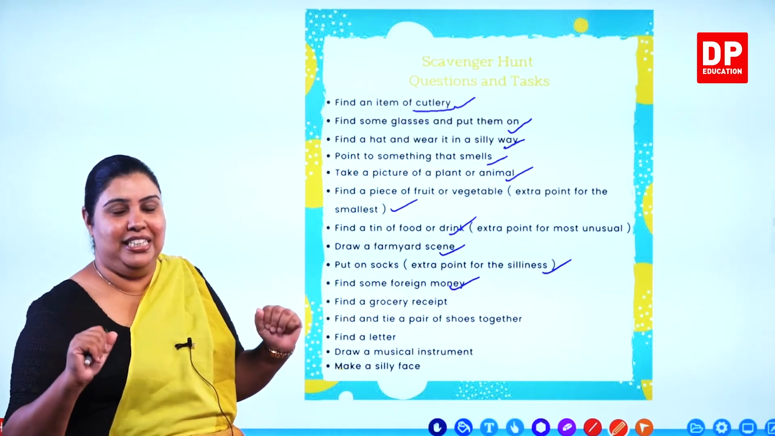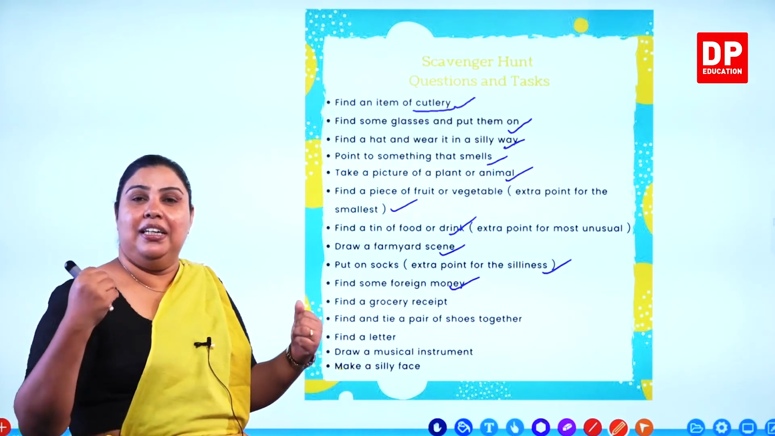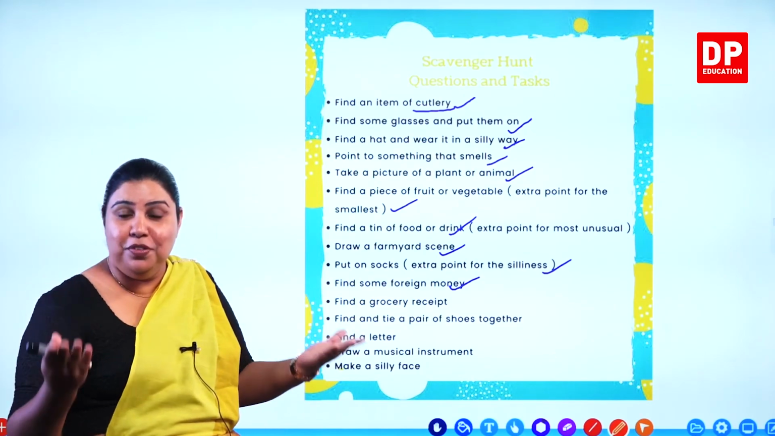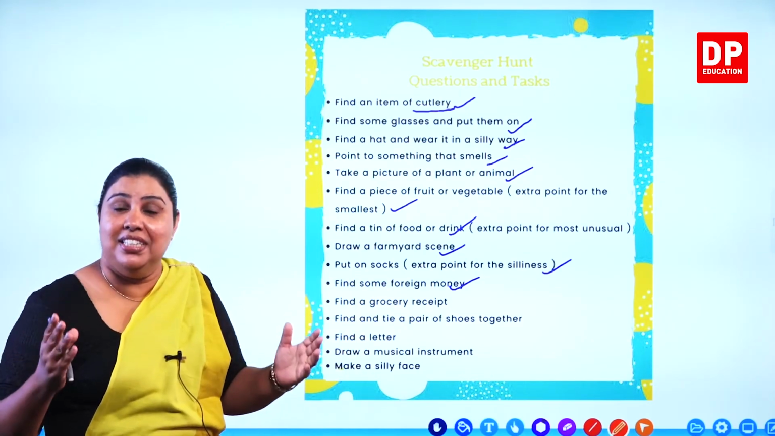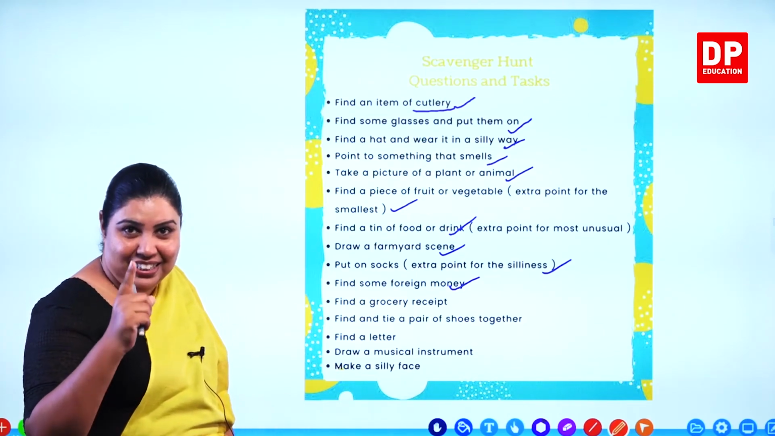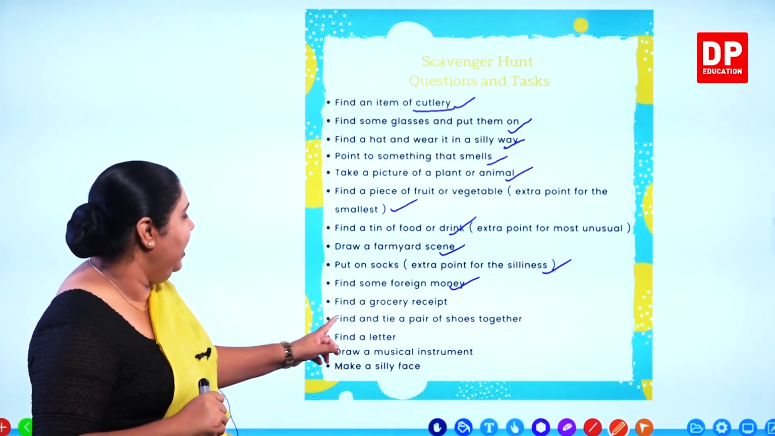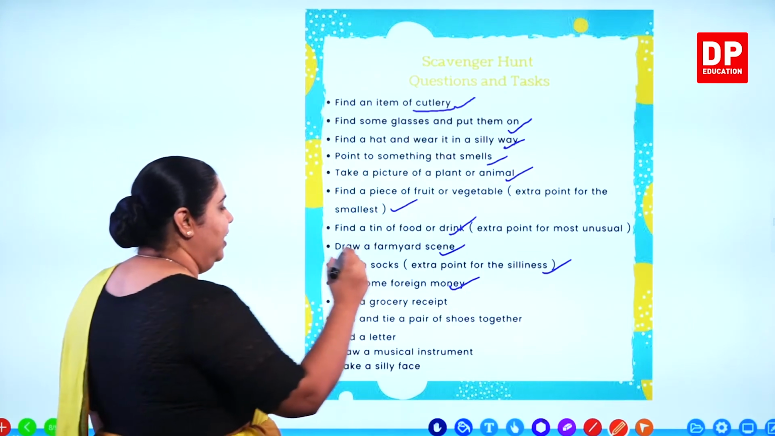So maybe you can find a receipt. It's not going to be easy. So you have to find it. That is why we say it's a scavenger hunt. Okay? Isn't that interesting? Yes, it is. Find a grocery receipt that you can do.